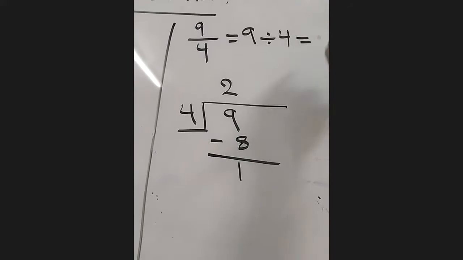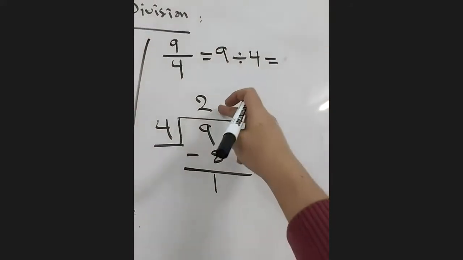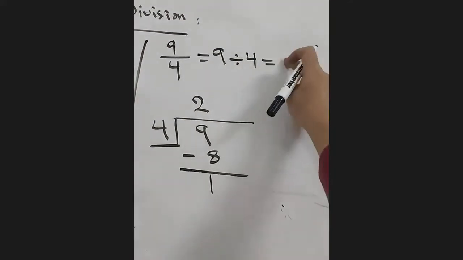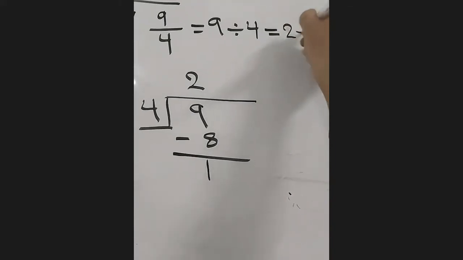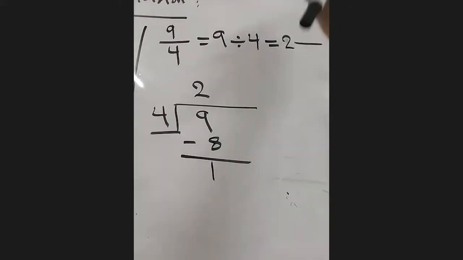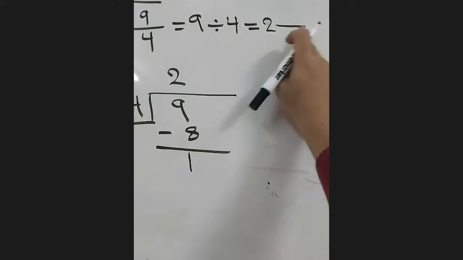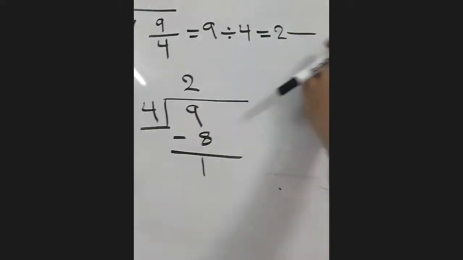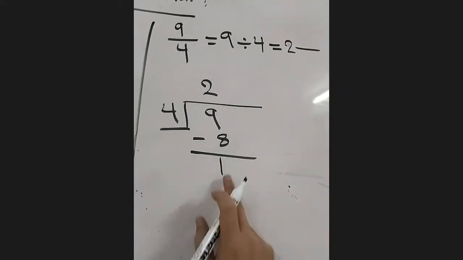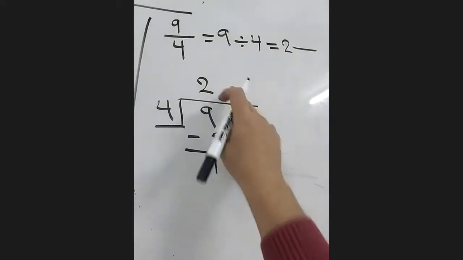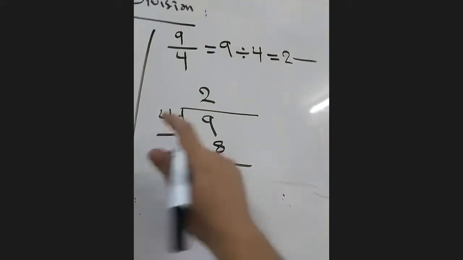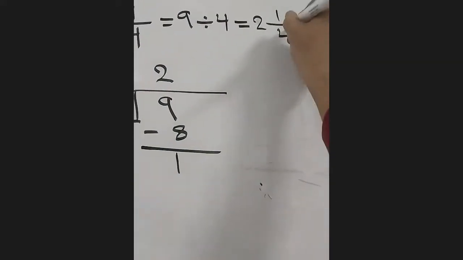We say equal. The answer is 2. The quotient, we put it 2, with a line beside the 2, not over, not up. 2 and a line beside the 2 like this at the middle: 1 over 4. 2 and 1 over 4. This is 1 over 4.